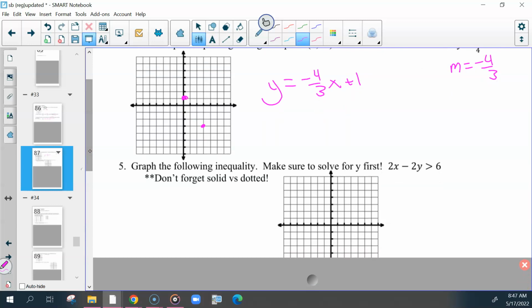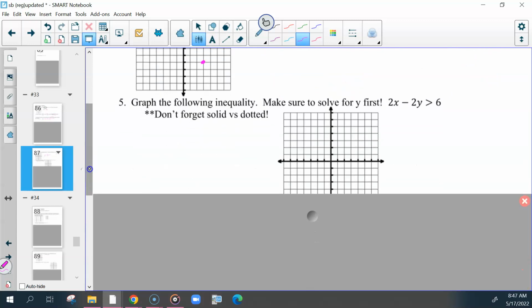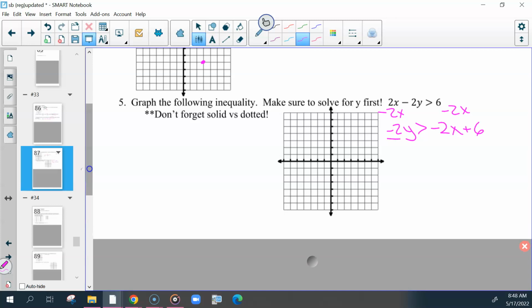For number 5, we need to solve this first. How would we do that? Minus x. Negative 2y is greater than negative 2x plus 6. And then so y is now greater than, or less than, sorry, x minus 3. So at negative 3, we have a y-intercept. Our slope would be up 1 over 1 as many times as we can, and down 1 to the left 1 as many times as we can.